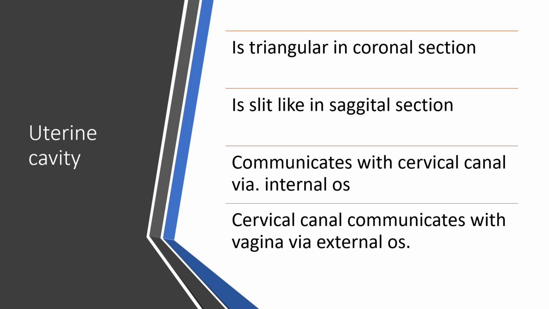Now the uterine cavity is triangular in coronal section. You will not understand by mere reading. I'll give some diagrams at the end so that you can understand. First, you just listen to me, and then we'll see. So the uterine cavity is triangular in coronal section, slit-like in sagittal section. It communicates with the cervical canal by the internal os, and the cervical canal communicates with the vagina via the external os.